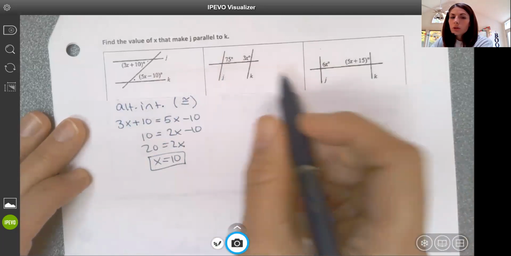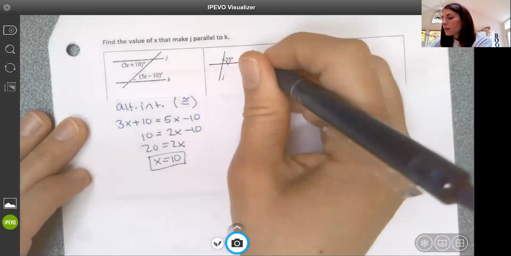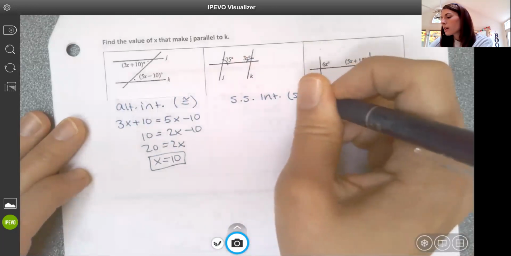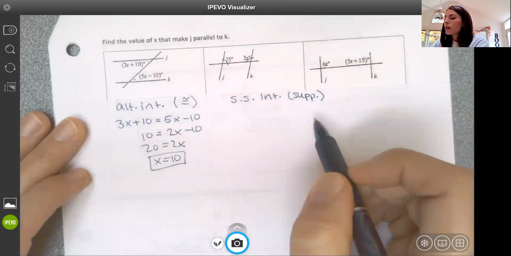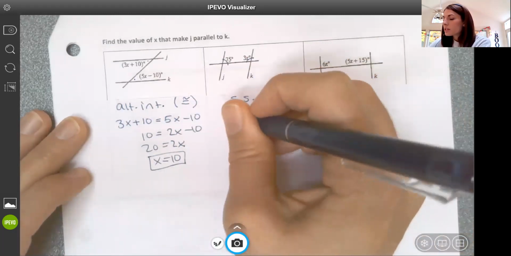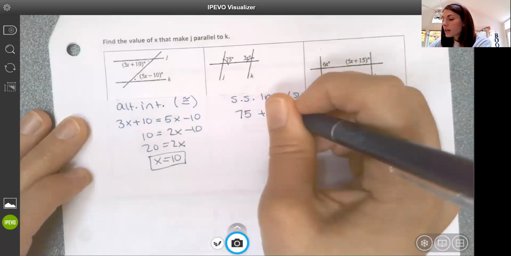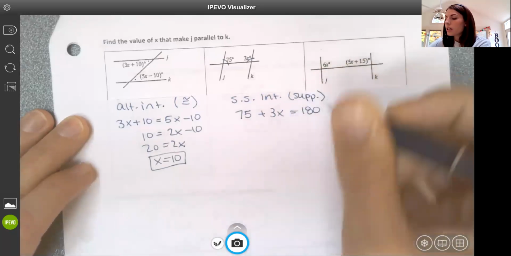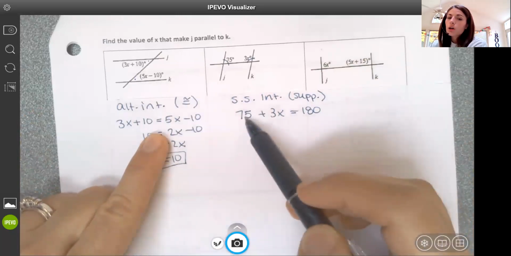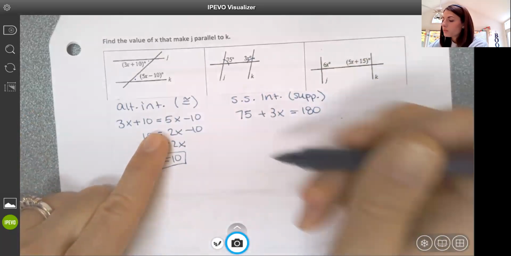On the second example, I look at these angles and I go, well, they're same side interior angles. That would be a different setup. They're supplementary, which means that the first angle plus the second angle has to add up to 180. So there's kind of two different setups. Either the angles are equal to each other or the angles add up to 180.